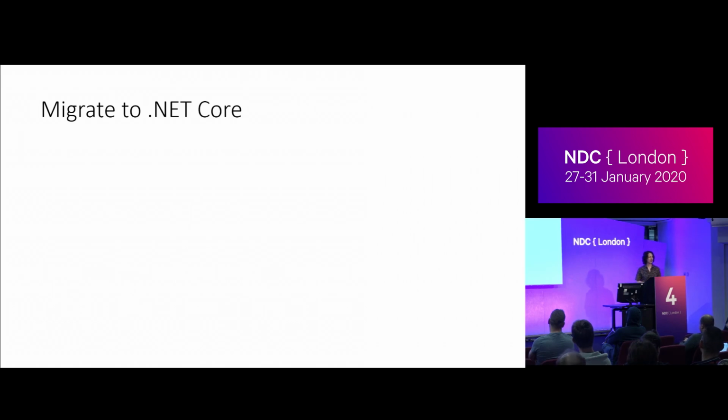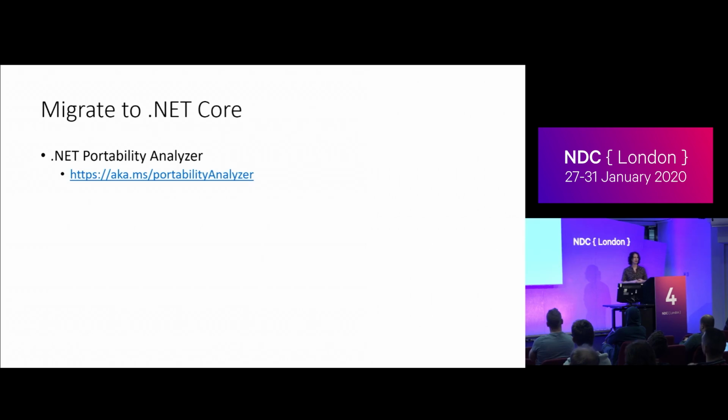To migrate to .NET Core, there are a few steps you would probably want to look at. First thing to start with, it's a good idea, is the .NET Portability Analyzer. I have links to all these on the resources slide at the end, so I know some of you may want to take pictures. Go for it, but I do have a slide with all of the links at the end.